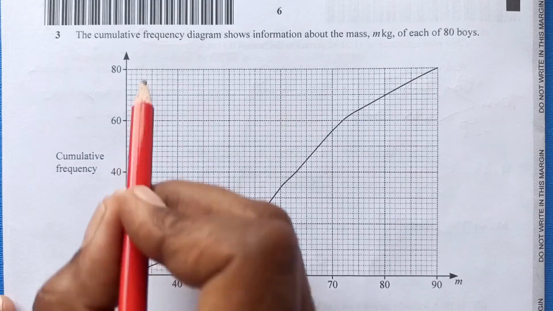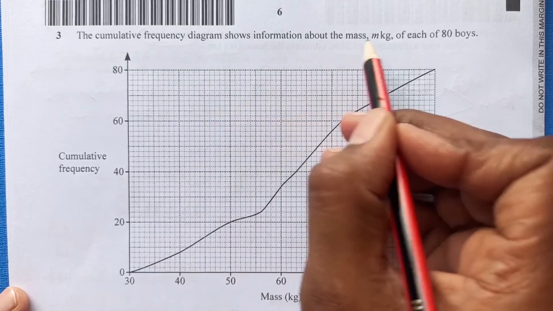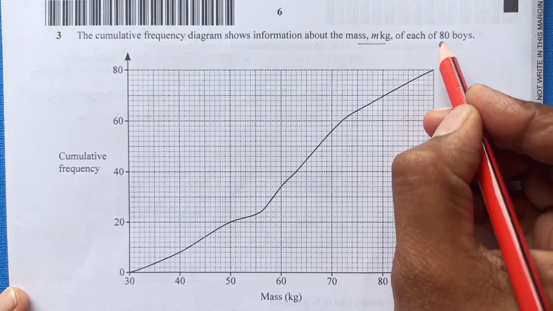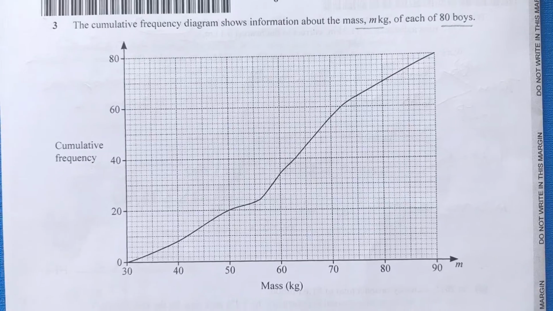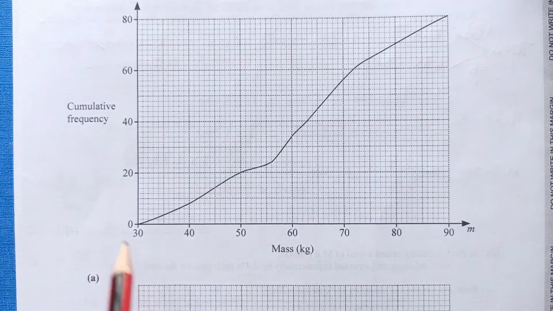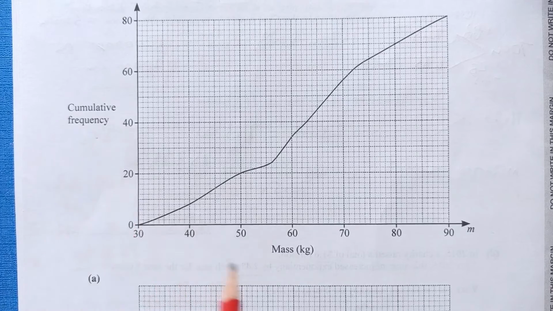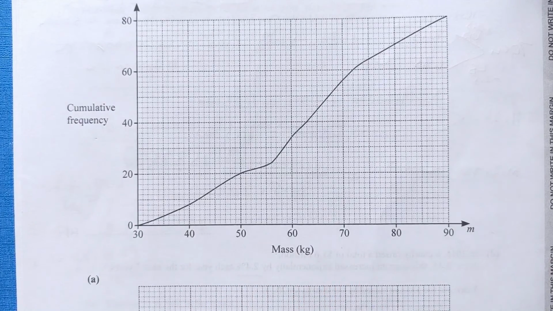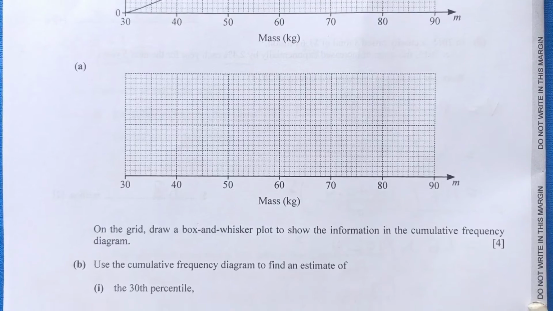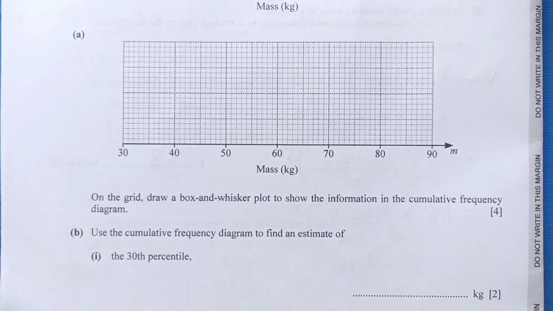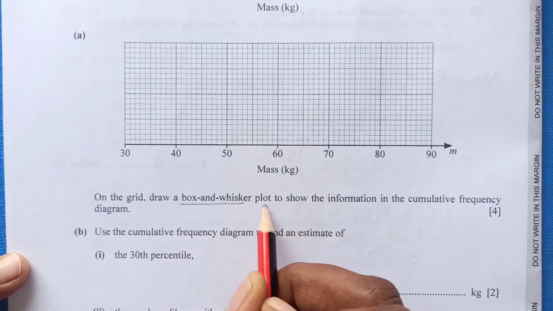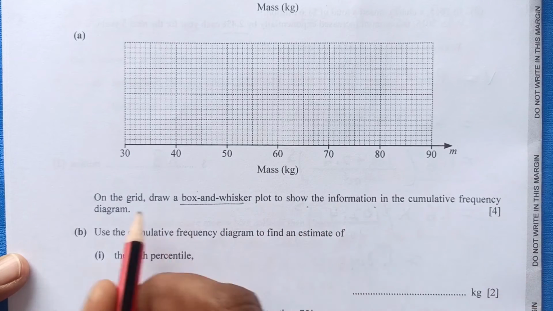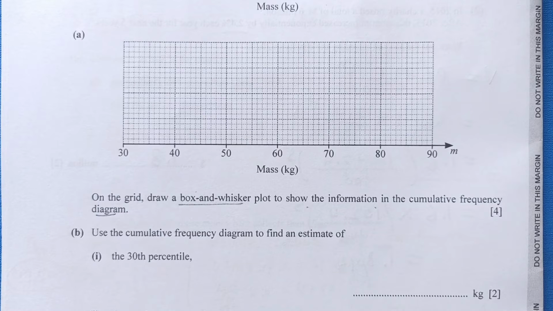Question 3. The cumulative frequency diagram shows information about mass m kilogram of each of 80 boys. So you can see we have the cumulative frequency diagram here. We have cumulative frequency this side and we have mass in kilograms this side. Now let's see the question. It is part A. We have on the grid draw box and whisker plot to show the information in the cumulative frequency diagram. So to draw a box and whisker diagram, we need some information from the cumulative frequency diagram, right?